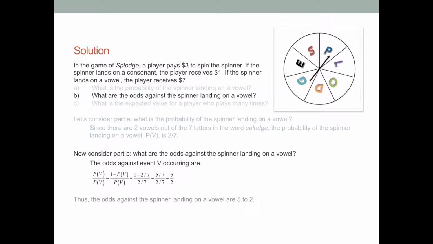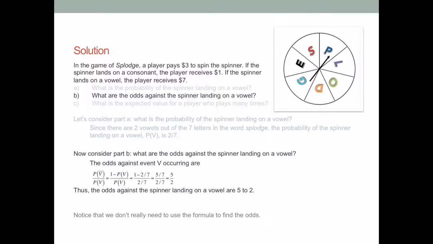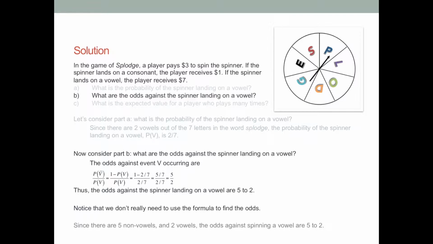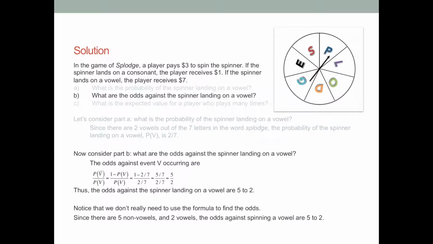Thus the odds against the spinner landing on a vowel are 5 to 2. Notice that we don't really need to use the formula to find the odds. Since there are 5 non-vowels and 2 vowels, the odds against spinning a vowel are 5 to 2.